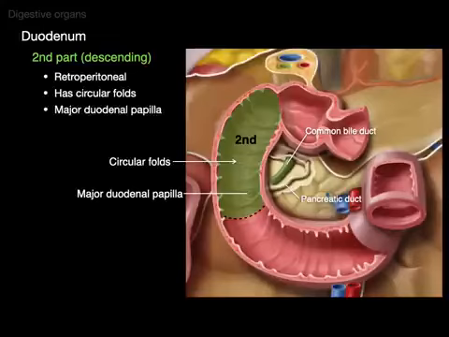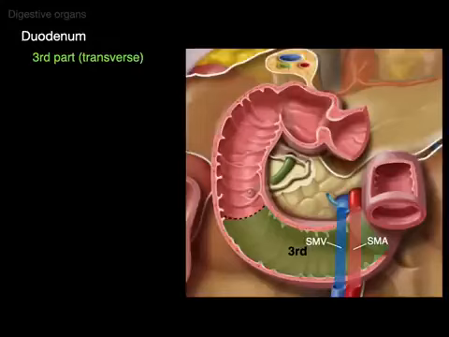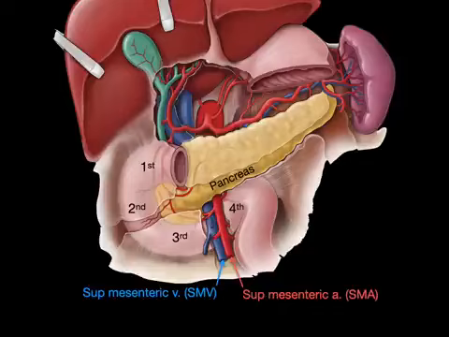At the end of the second part of the duodenum, we have the beginning of the horizontal or third part. That's the separation from the embryonic foregut from midgut. More on that later. The third part, or transverse part of the duodenum, is where the superior mesenteric artery and vein cross over the duodenum. That's one of the clinical characteristic features, traversed by the SMV and SMA. In this picture, you can see the parts of the duodenum, and you'll see then the superior mesenteric vein and artery crossing over the third part of the duodenum.